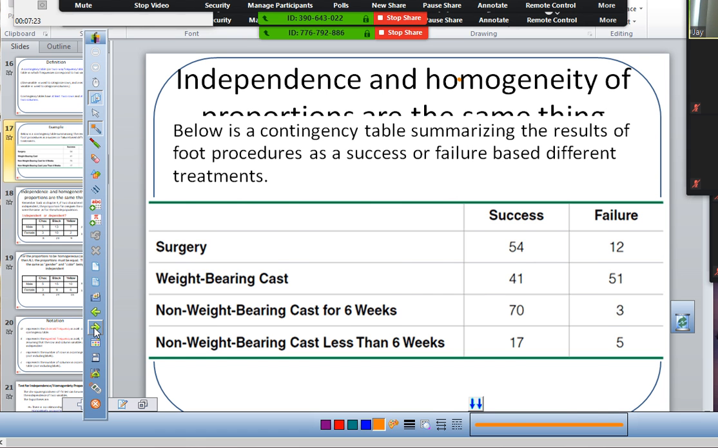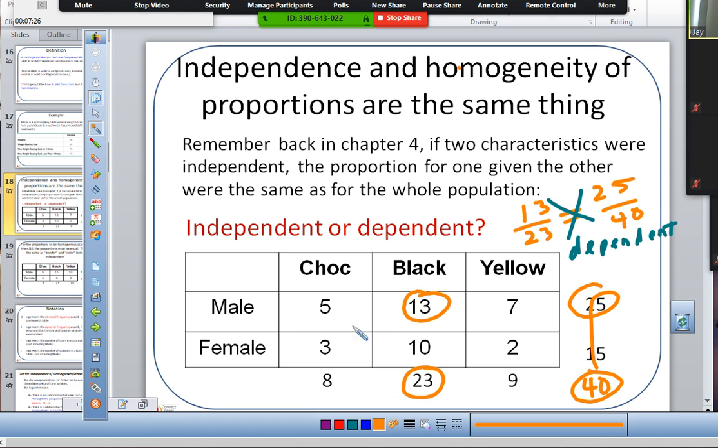Similarly, say my neighbor has a black lab. His name is Smokey. He's a male. So he's going to be one of these. He's going to be counted in this number here. That's Smokey's spot.